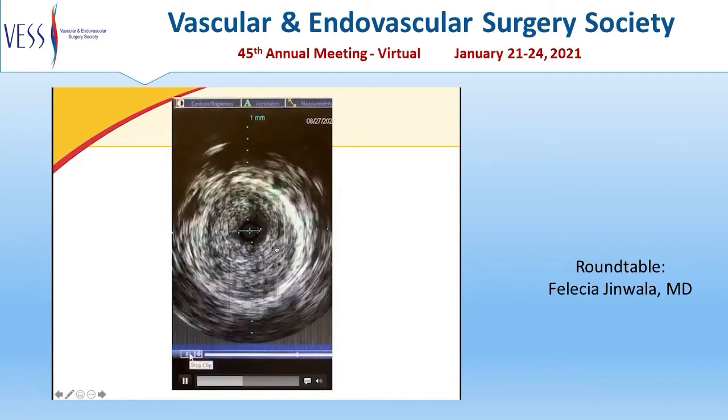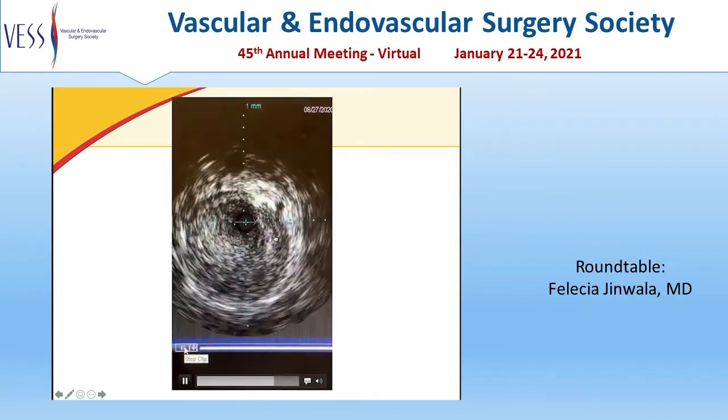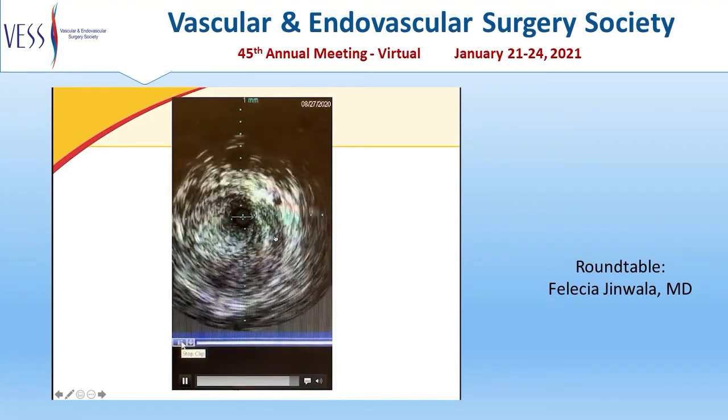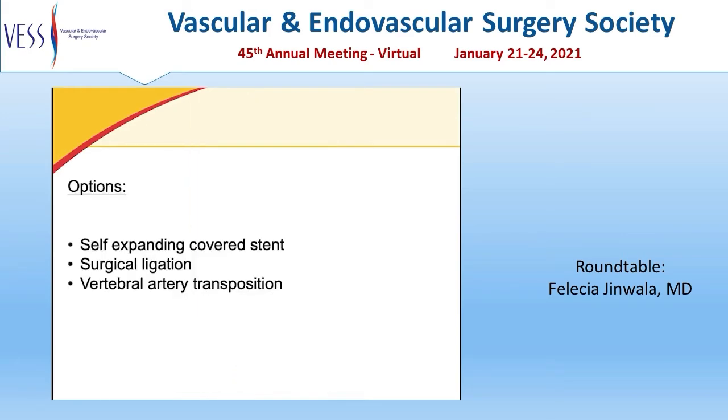In this image here, we note layering thrombus again in the native subclavian stump, proximal to the left vertebral artery. This patient had multiple options which were not limited to surgical ligation, vertebral artery transposition, or use of a self-expanding covered stent. In her case, we opted for anticoagulation as her symptoms were minimal and this was an initial event after her procedure.